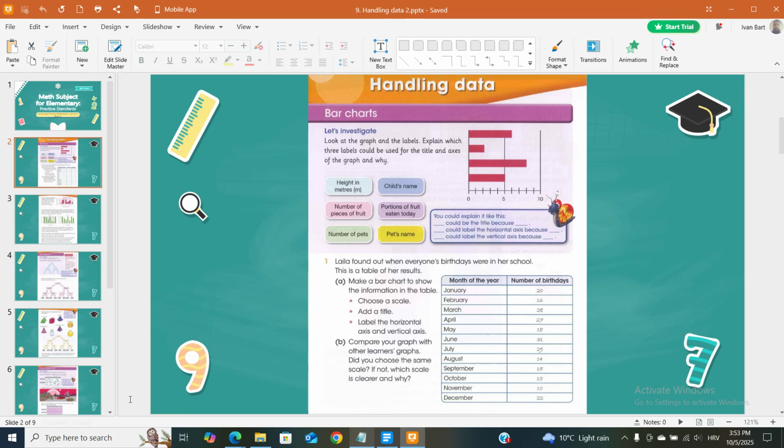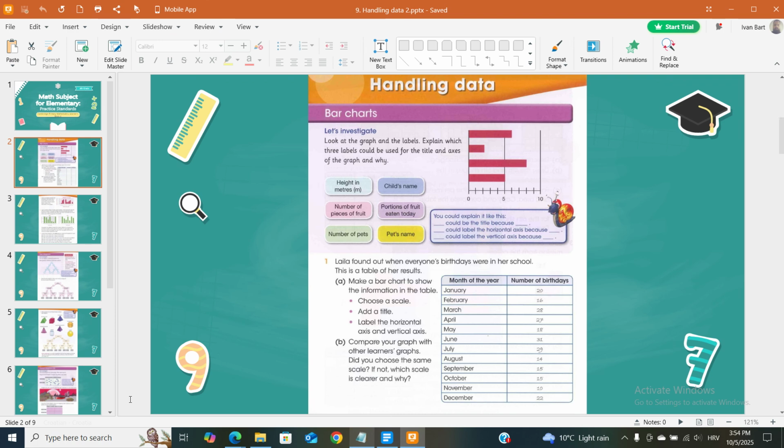1. Height in meters. Child's name. Number of pieces of fruit. Portions of fruit eaten today. Number of pets. Pet's name.